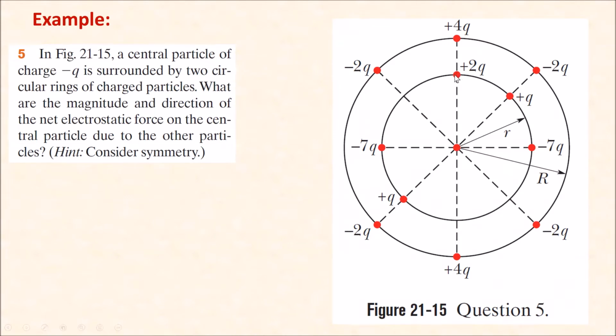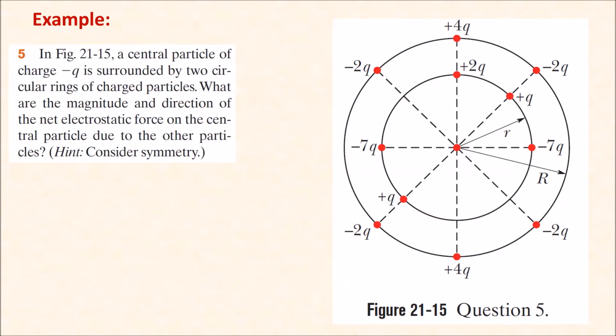So it becomes k times 2q times q divided by this lowercase r squared, because that's the distance between them. And it is up because it is attractive, and one is negative q, one is positive 2q. So they attract each other. So the force on the central particle will be up. The force on this one, of course, will be down due to that one. Okay? Does it make sense? Any questions?